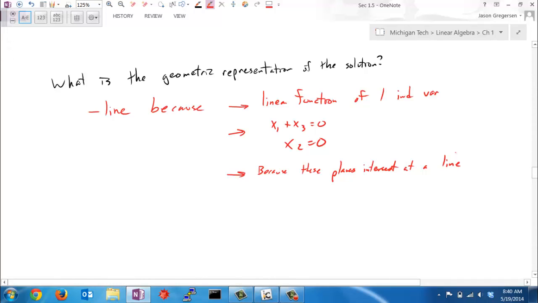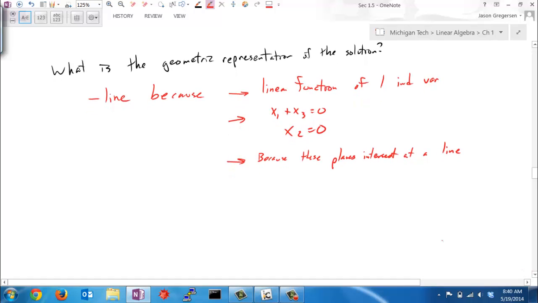All right. And why else? Because our solution is s times this vector, negative 1, 0, 1. So what does that look like? Let me draw my three-dimensional coordinate system. x1, x2, x3. Right? Let's find one solution. If s equals 1, then my solution is -1, 0 in the x2 direction, and 1 in the x3 direction. My solution is that point.